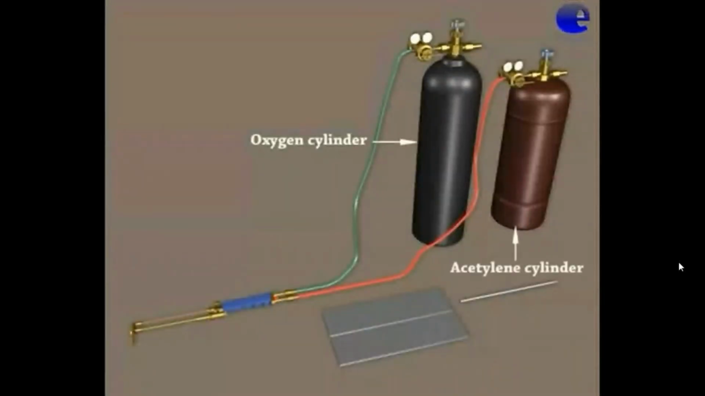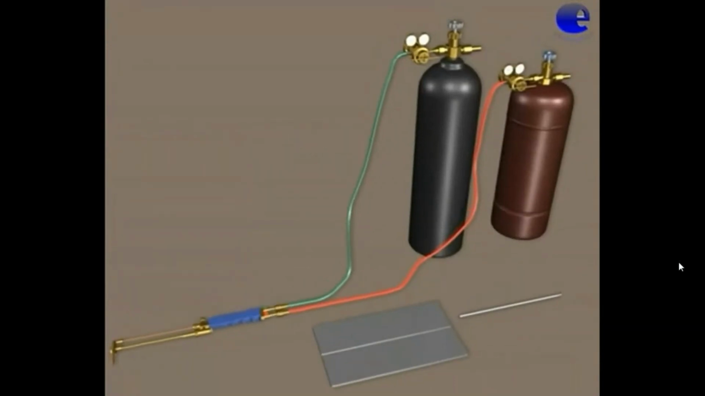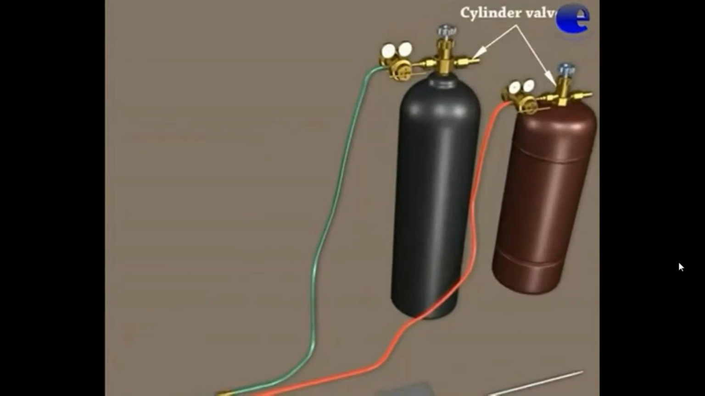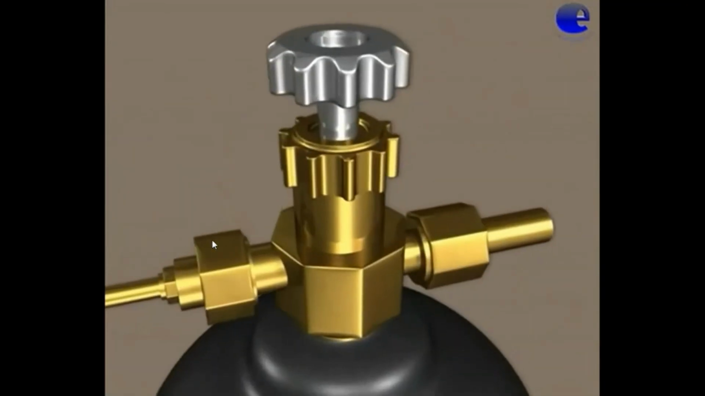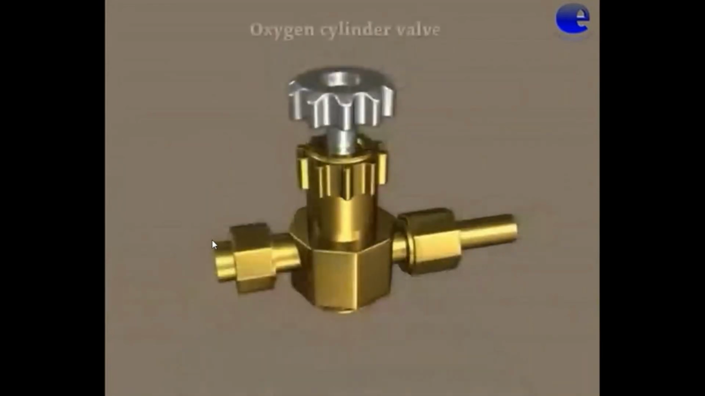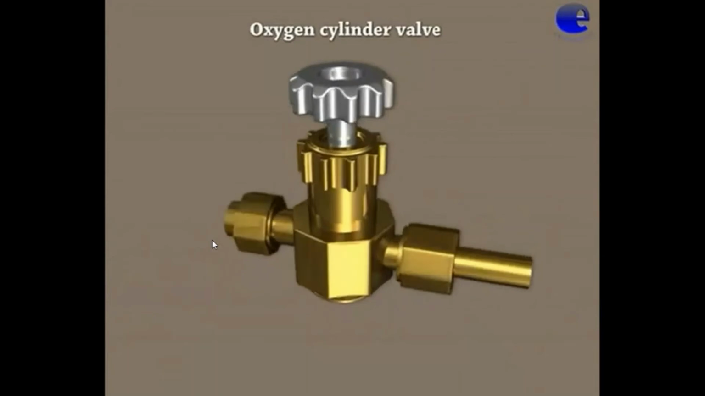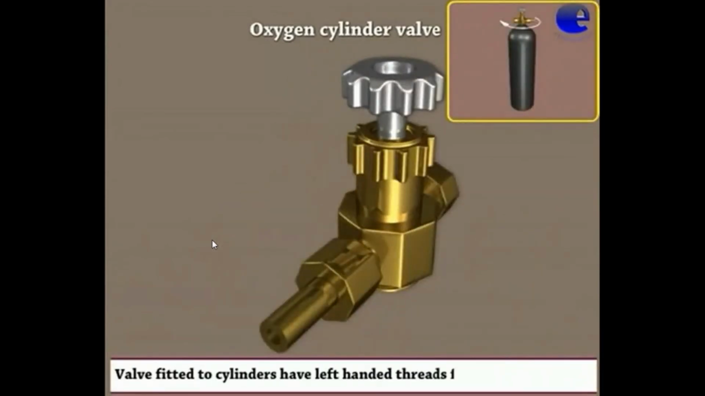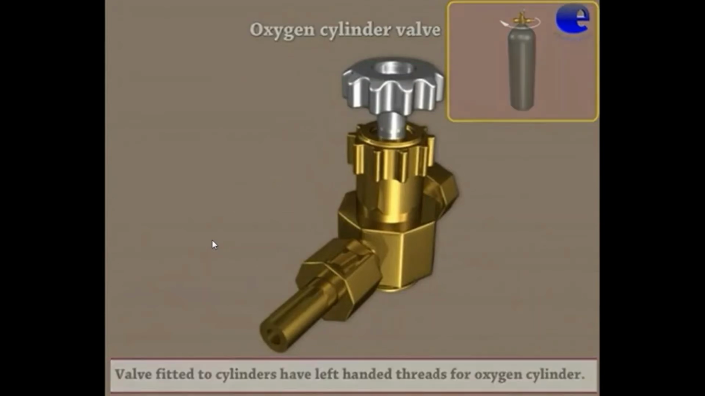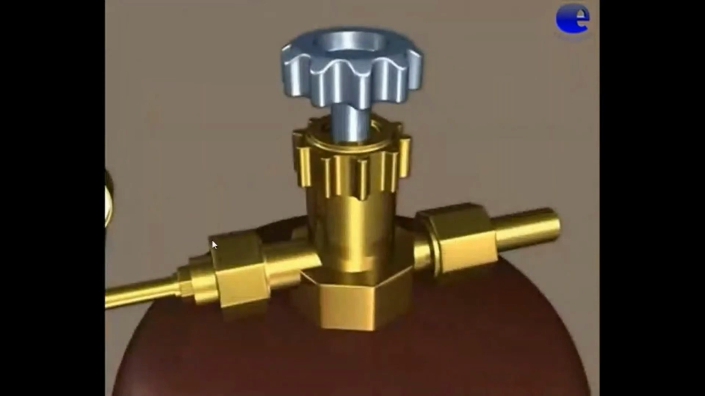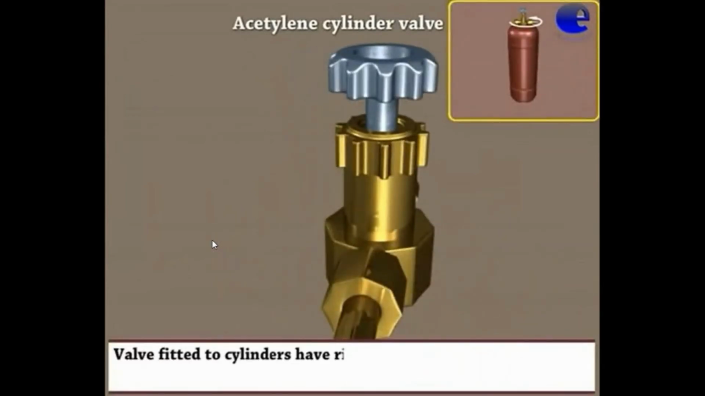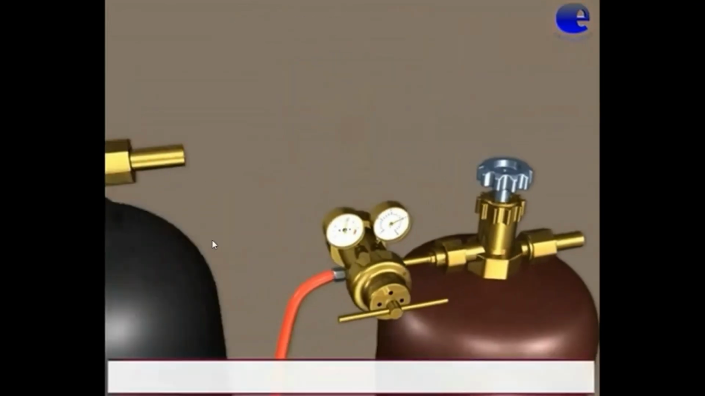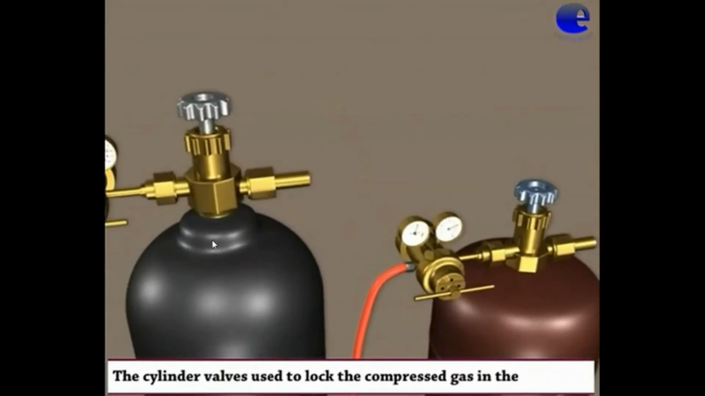Cylinder valve. Now we take a close look at the oxygen cylinder valve, taken from the oxygen cylinder. The cylinder valves are fitted at the top of the cylinders. The valve of the oxygen cylinder is made of brass. Valves fitted to oxygen cylinders have a right-handed thread. Now we take a close look at the acetylene cylinder valve. The acetylene cylinder valve is made of steel. Valves fitted to acetylene cylinders have a left-handed thread. The cylinder valve is used to block the compressed gas in the cylinder.